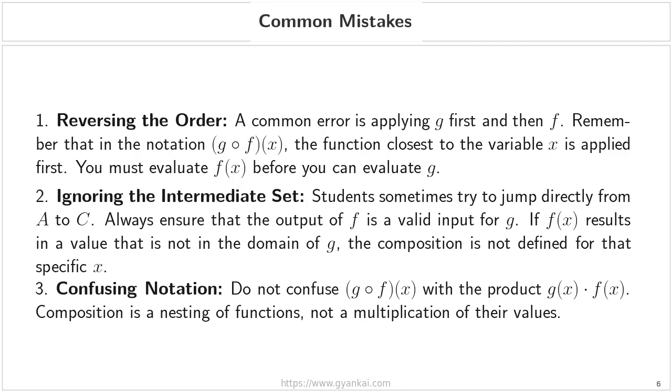Finally, let's clarify a point on notation. Do not confuse G circle F of X with the algebraic product of G of X multiplied by F of X. Composition is a nesting of functions, where one is placed inside the other, not a multiplication of their individual values. Keep these points in mind as we move toward our final summary and key takeaways in the next slide.